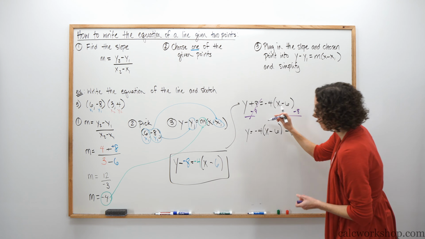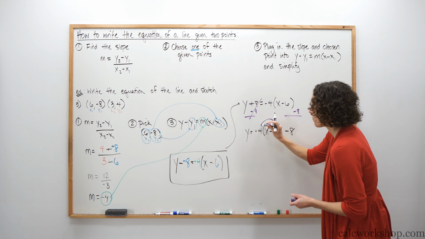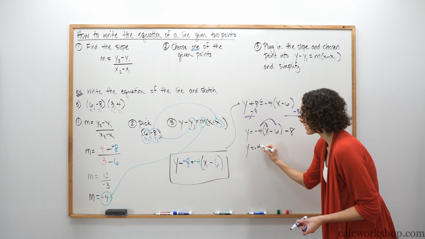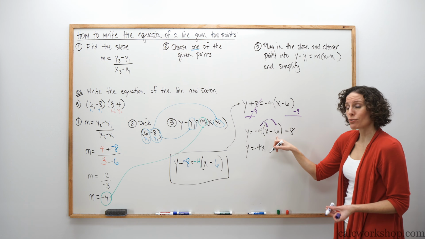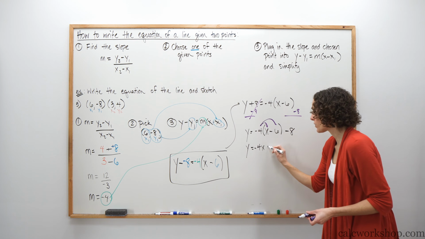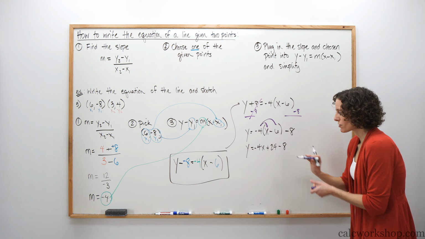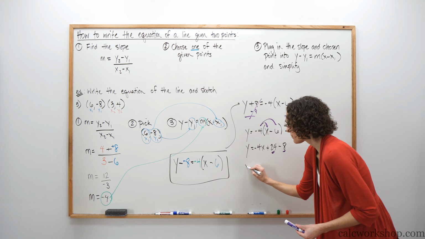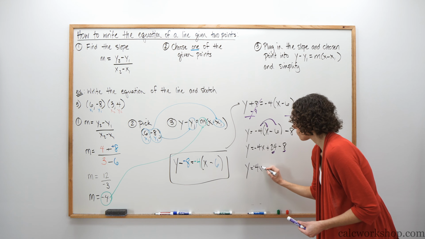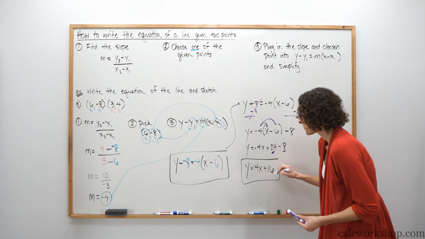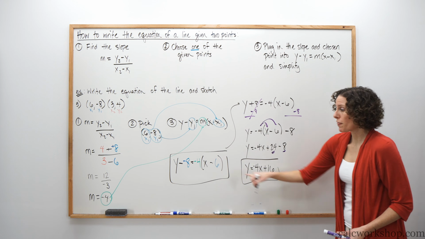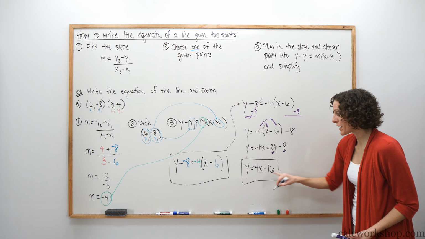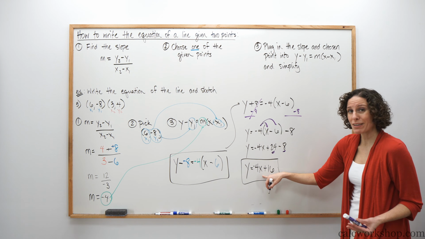We need to distribute this -4 into our parentheses here. And so we have y equals -4 times x is -4x. -4 times -6, 2 negatives make a positive, and we are left with a positive 24. And then minus 8. We need to simplify. 24 and -8 can be simplified to the value of 16. So y equals -4x plus 16. It's the same equation, just written differently. This equation, y plus 8 equals -4 times the quantity x minus 6, is the same thing as y equals -4x plus 16. Same exact equation.